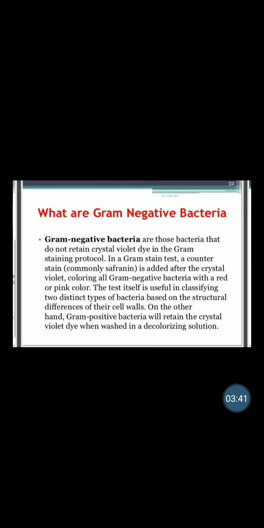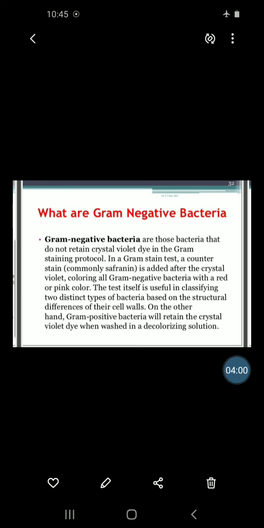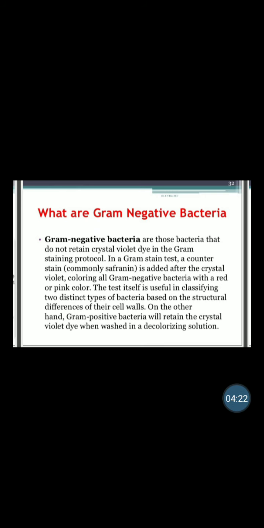Then we will see what gram-negative bacteria are. Gram-negative bacteria are those bacteria that do not retain the crystal violet dye in the gram staining protocol. In the gram stain test, a counter stain, commonly safranin, is added after the crystal violet, coloring all gram-negative bacteria with a red or pink color.